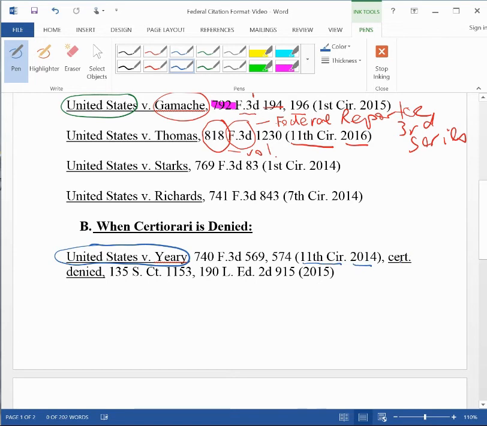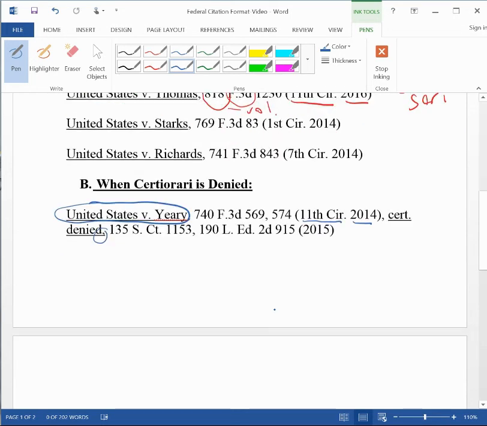Then we have subsequent history, cert denied, and that's how you abbreviate certiorari denied, comma, and you have the exact source where it was denied. At 135 Supreme Court 1153, comma, 190 Lawyers Edition 2nd, 915 in 2015. This certiorari denial is new enough that there is not a U.S. reporter citation at this point. But you must include those citations when cert is denied, and you know about it.